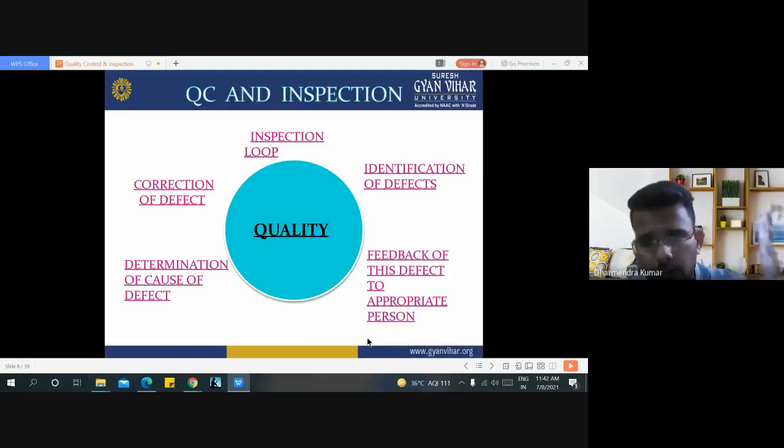If we centralize on quality, then these are the various factors which affect the quality, like correction of defect. How we correct the defect on the basis of that examining or testing parameter, we can find a better method for correction of defects. Inspection loops, identification of defects, feedback of this defect to the appropriate person, determination of the causes of defect.